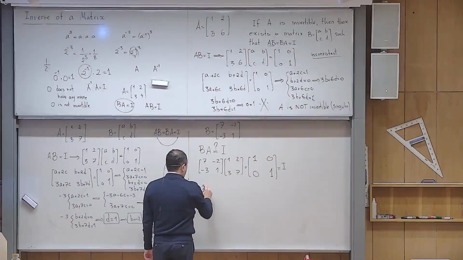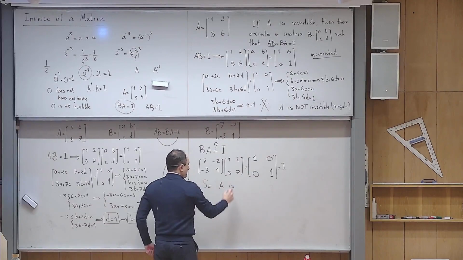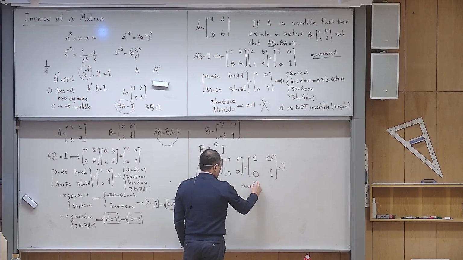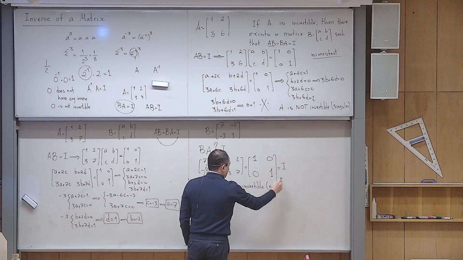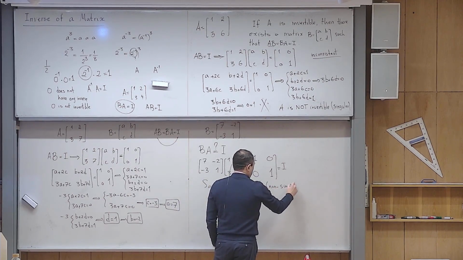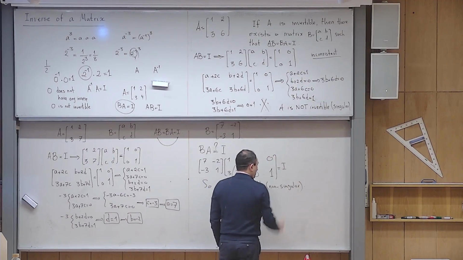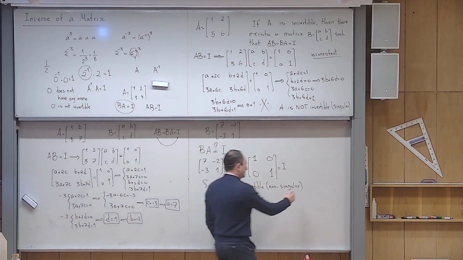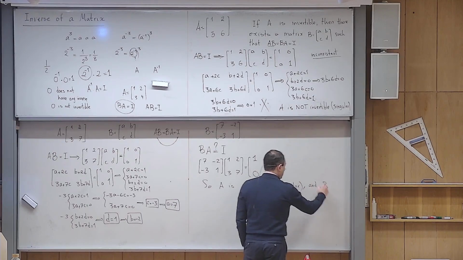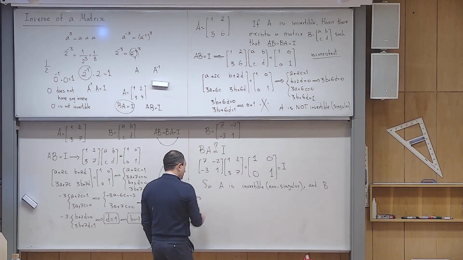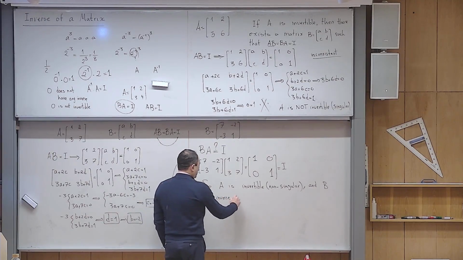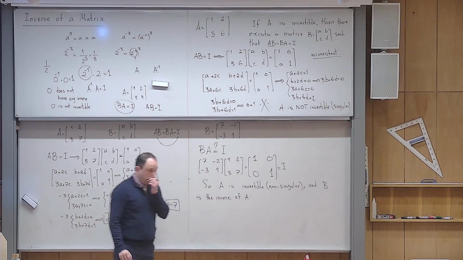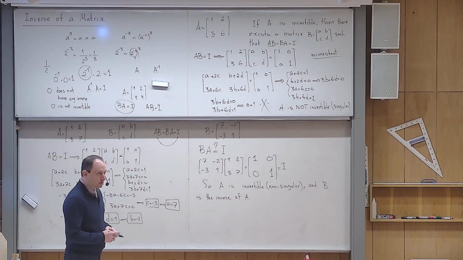Okay, so what can we say? We can say that A is invertible or non-singular. And B is, at this stage I should say an inverse, but you will see that this is the inverse of A. Yes? The reason is that we can prove later, and this is not hard.